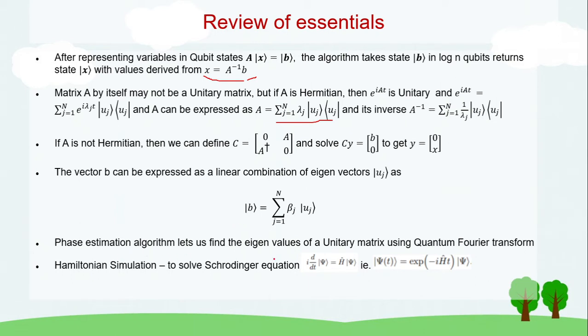The phase estimation algorithm lets us find the eigenvalues of a unitary matrix using the quantum Fourier transform. We have seen this in one of our lectures, Shor's algorithm, wherein we try to find the period using QFT. And in this case, from the period we are interested in the eigenvalue. Anyway, the details will come later in this video.